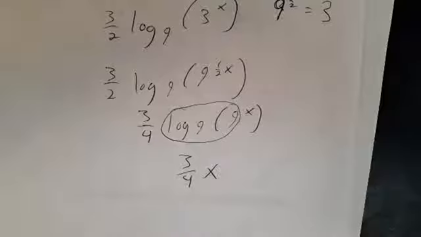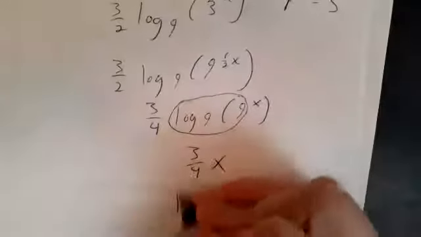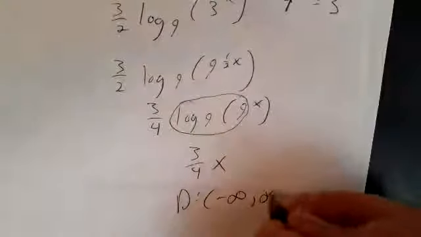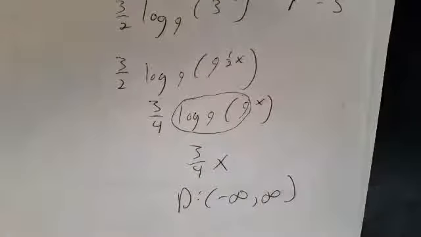But here's the thing. So this does simplify to 3/4 x. Domain. Well, we're still not going to have the domain restrictions. So it's still going to be everything in the domain. Is that true? Log of 1 is 0. Yeah.